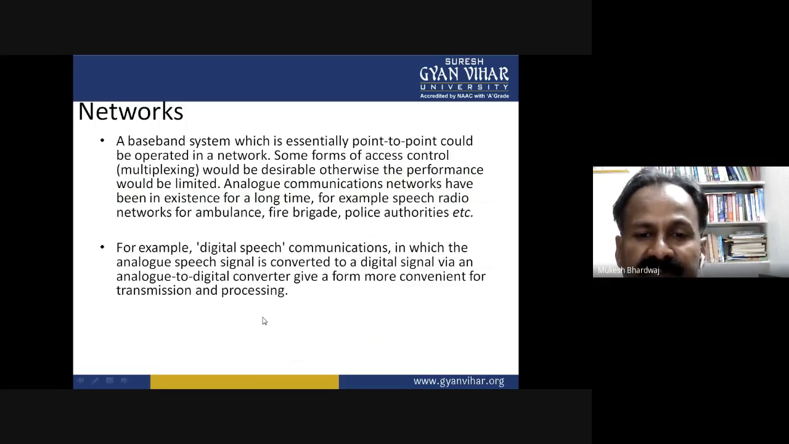For example, digital speech communication, in which the analog speech signal is converted to a digital signal via an analog to digital converter, to give a form more convenient for transmission and processing.